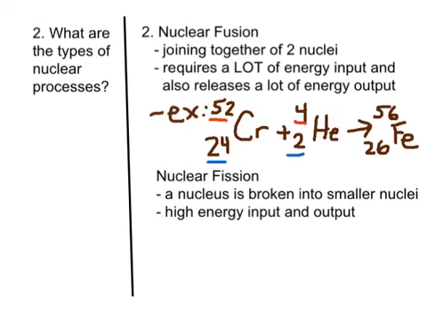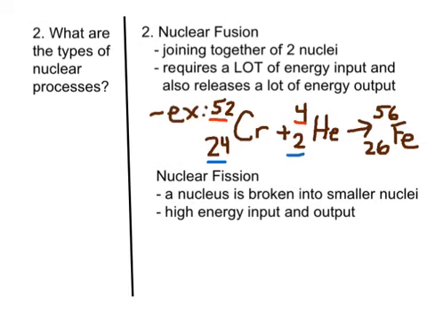All right, our last one is the opposite of nuclear fusion. It's called nuclear fission. So in nuclear fusion, we join together two nuclei. In nuclear fission, we have a nucleus breaking apart into smaller nuclei. So again, it's going to require lots of energy input, but even greater energy output. Because remember, nuclear fission is basically how atomic bombs and nuclear bombs work. So there's high energy input, but even greater energy output.